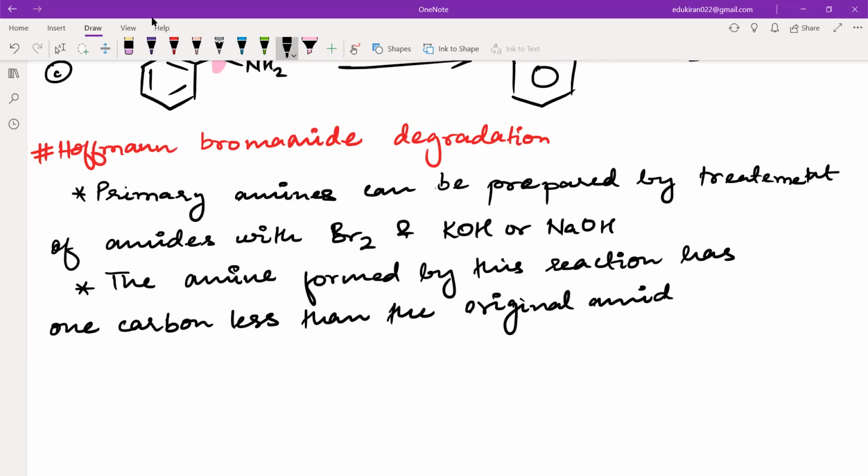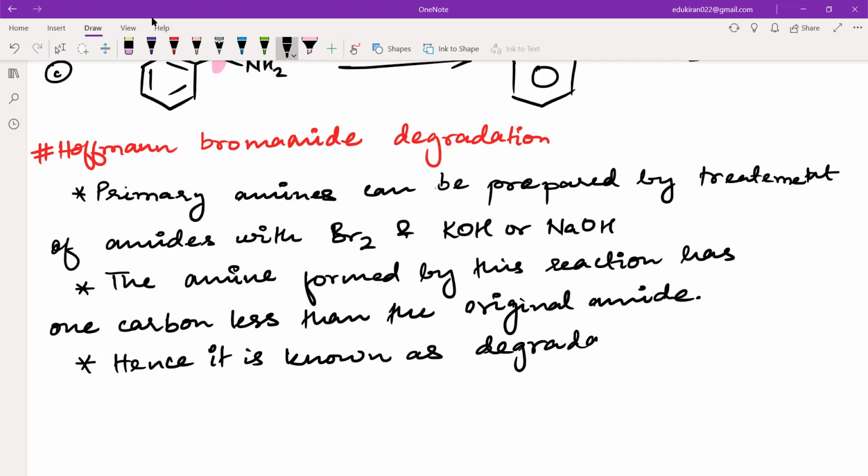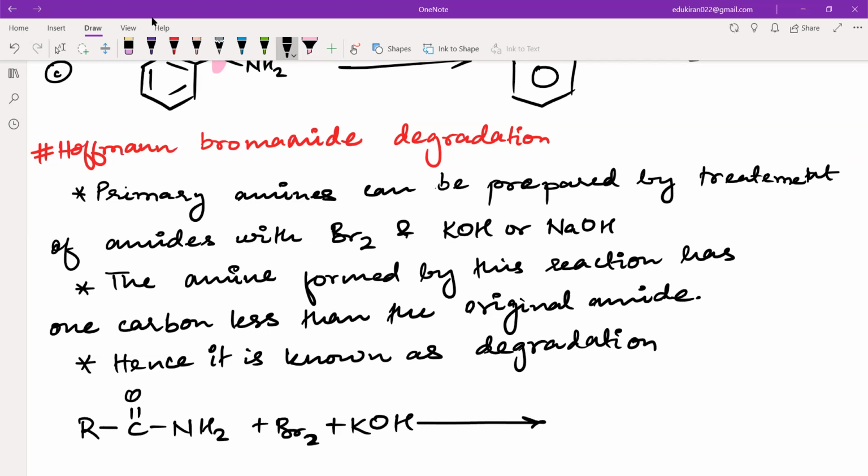And that is why, hence, it is known as degradation. We are lowering the number of carbon atoms, that is why it is degradation. So in the reaction, you will have R, C double bond O, NH2 plus Br2 in the presence of KOH or NaOH, and you are going to get a primary amine.